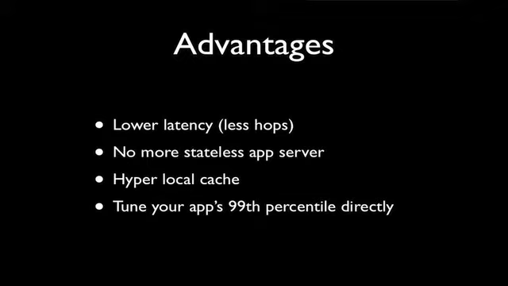You could throw away all these old assumptions about what you can't do inside of an app server to get your work done. You could have a hyperlocal cache because your app server could actually just put stuff in local memory, and because the request would persist to the same app servers, it would be served from the same piece of memory. And you could also tune your app's 99th percentile directly, right? So if your 99th percentile latency is too high, just change the quorum constants.